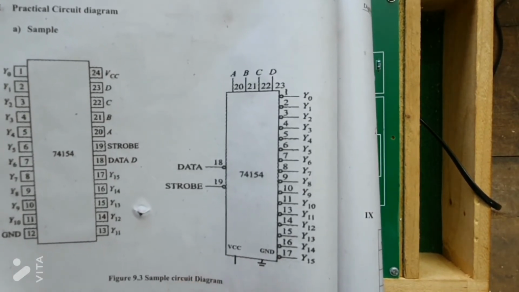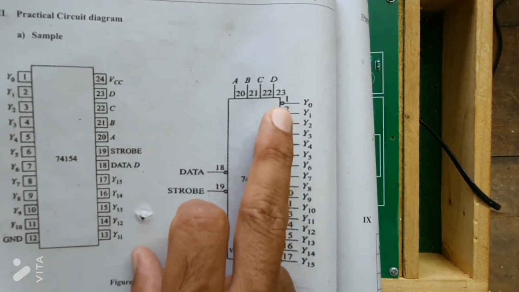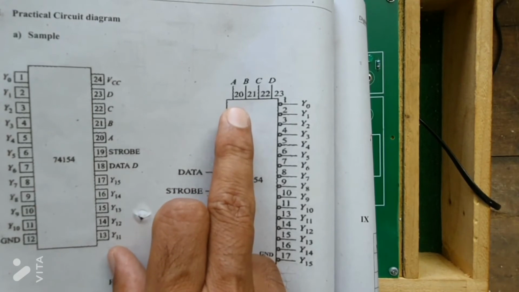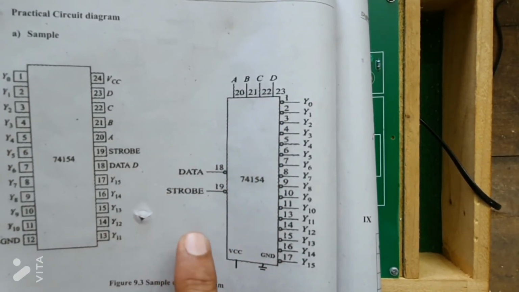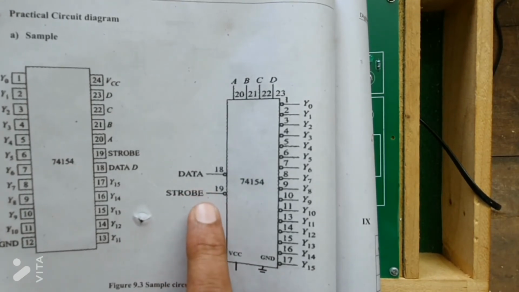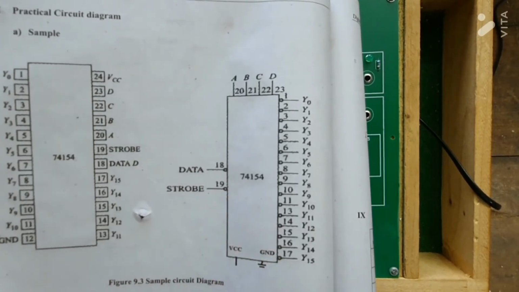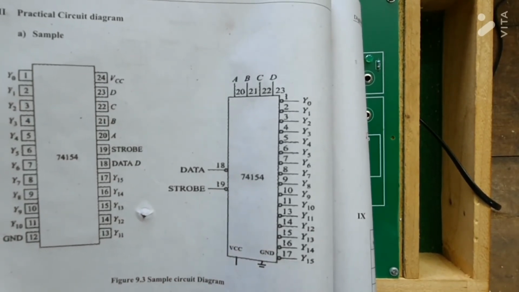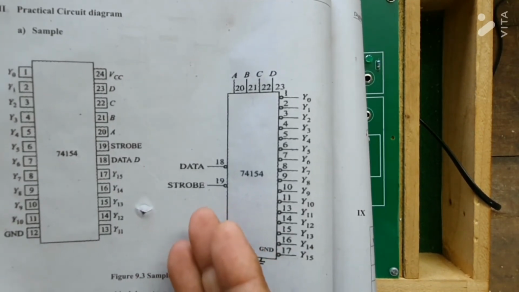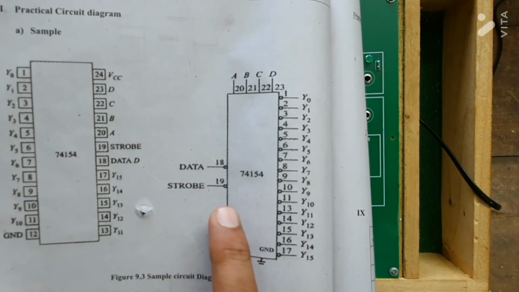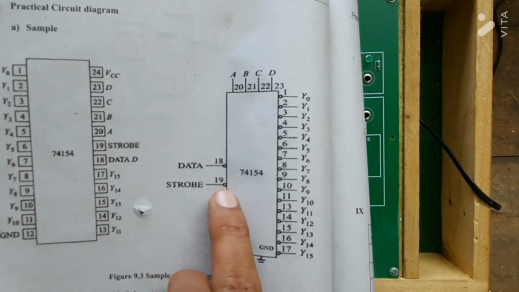So let us see. This being a 1:16 demultiplexer, it has 4 select inputs labeled as A, B, C, D, and it has one strobe input which is active low. So strobe is nothing but enable. Depending upon the manufacturer and the IC, it is variously called strobe or enable. So here it is called a strobe. This is active low, as you can see here, there is a small circle or bubble.